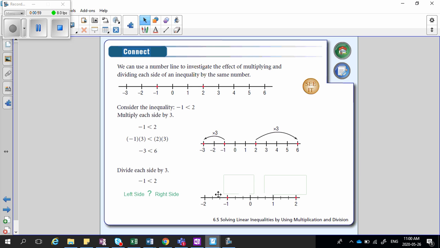Let's try dividing each side by 3. So if we started with, again, minus 1 is less than 2, minus 1 divided by 3 gives us negative 1/3, and 2 divided by 3 gives us 2/3. Is negative 1/3 less than 2/3? Yes, it is. So our inequality stays intact.